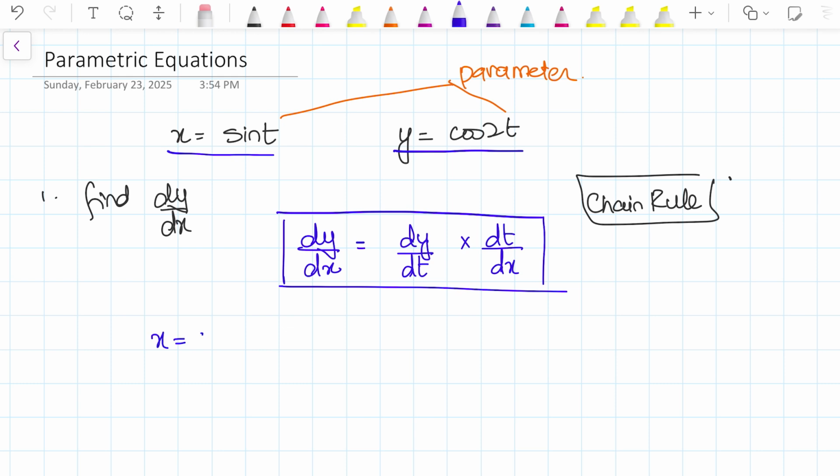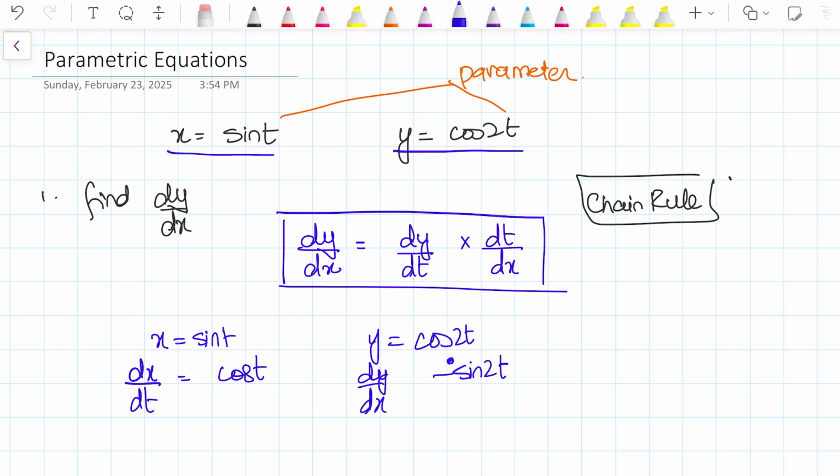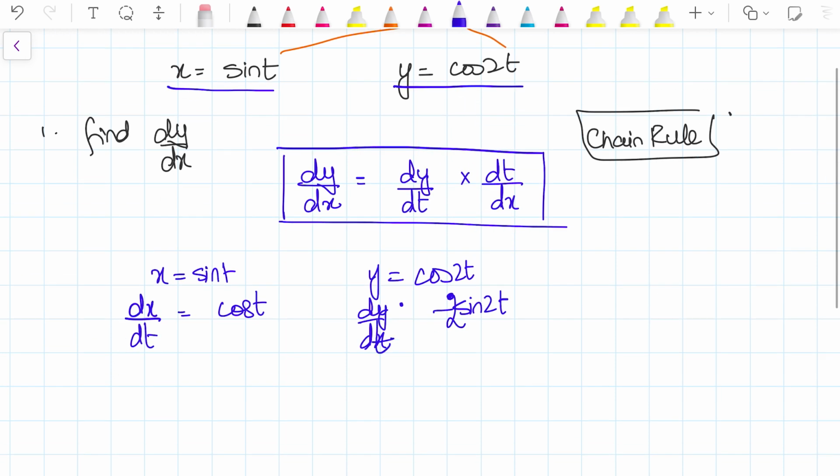What is x? X is sine t. What is the differential of x with respect to t? The differential of sine is cos t. What is y? Y is cos 2t. What is the differential of y? Cos differential is minus sine, multiplied by the differential of the angle, which is minus 2. Now, this is dy upon dt.